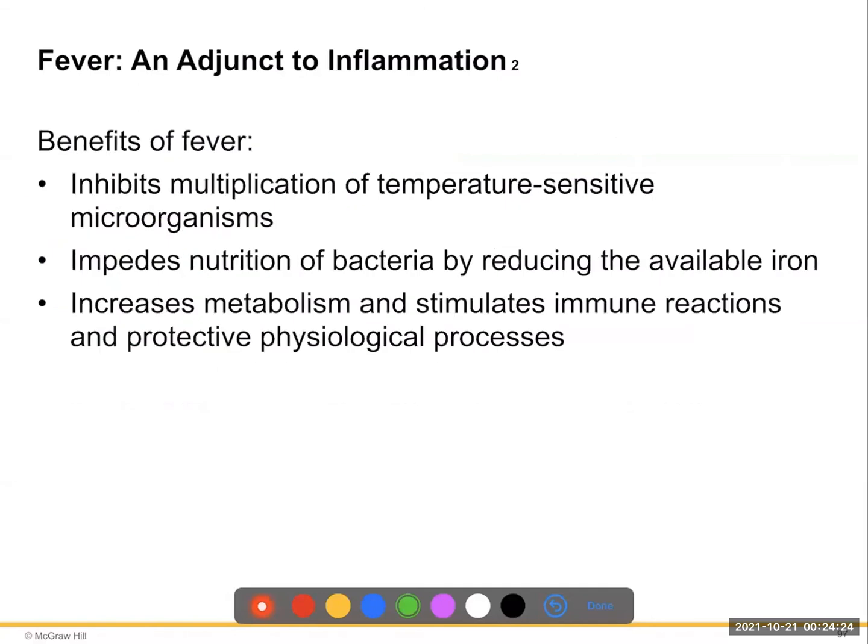Benefits of the fever. We talked about why crank the thermostat up. It inhibits multiplication of temperature-sensitive microorganisms. It slows down the growth of the bacteria, the pathogen in the body. It impedes nutrition of the bacteria and reduces available iron, so the bacteria can't feed as readily. It also increases metabolism and stimulates immune reactions and protective physiological processes.